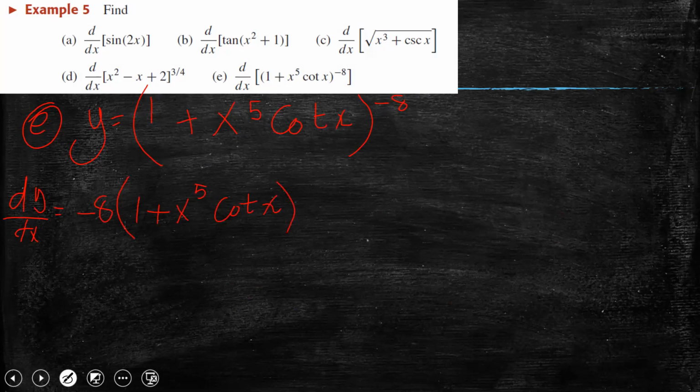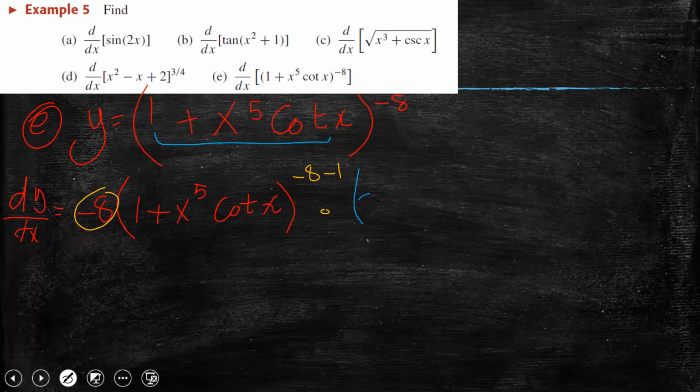Done? I will take the exponent times this function, then raise this function to the power negative 8 minus 1. This is how I find the derivative of the outside. Then I will find the derivative of the inside. To find the derivative of the inside here, let's find the derivative of this one.